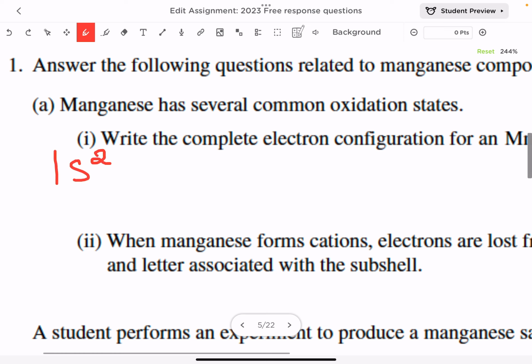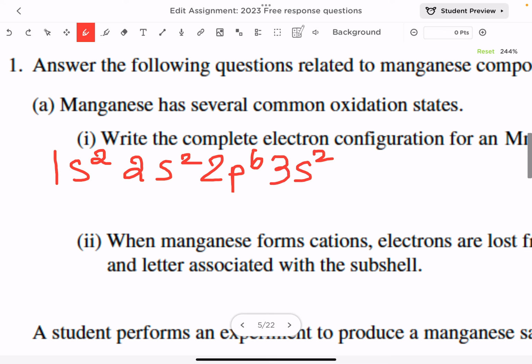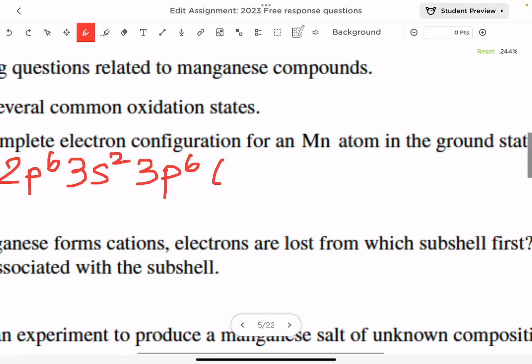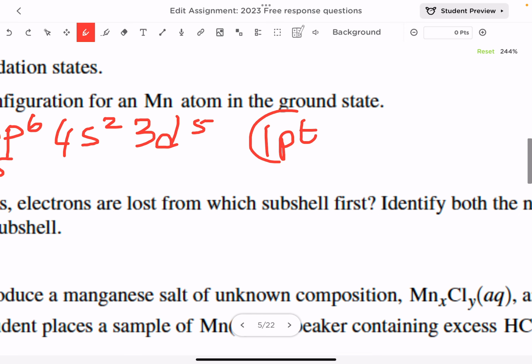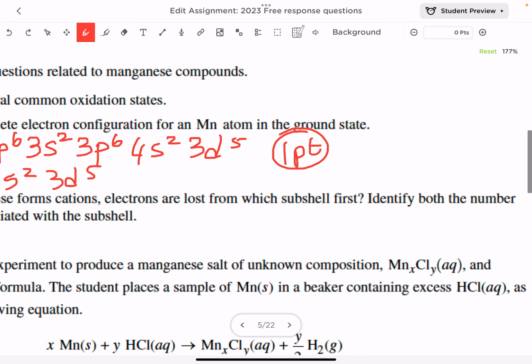So I'm going to write the answer: 1s2, 2s2, 2p6, 3s2, 3p6, 4s2, 3d5. Or I can simply write the noble gas notation. Argon is the last noble gas we have before reaching the Mn atom on the periodic table: [Ar] 4s2, 3d5. Now, if you write this, you get 1 full mark. If by any chance you write 3d5 and then 4s2, you will lose the mark, because here you are not applying the Aufbau principle. You are not showing that electrons are filled from lower to higher energy level.